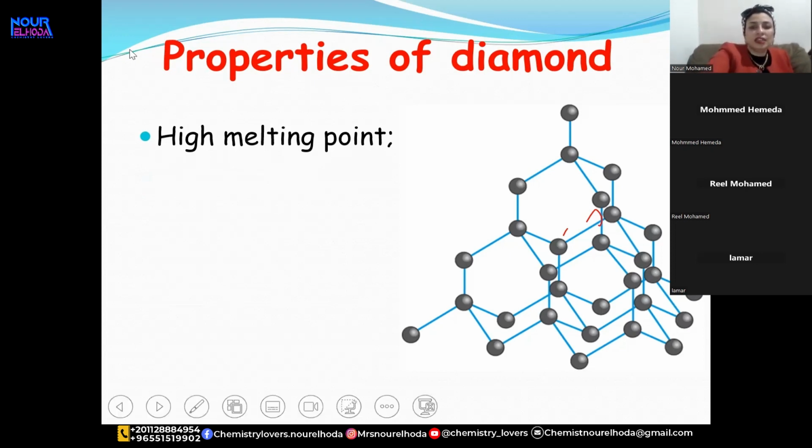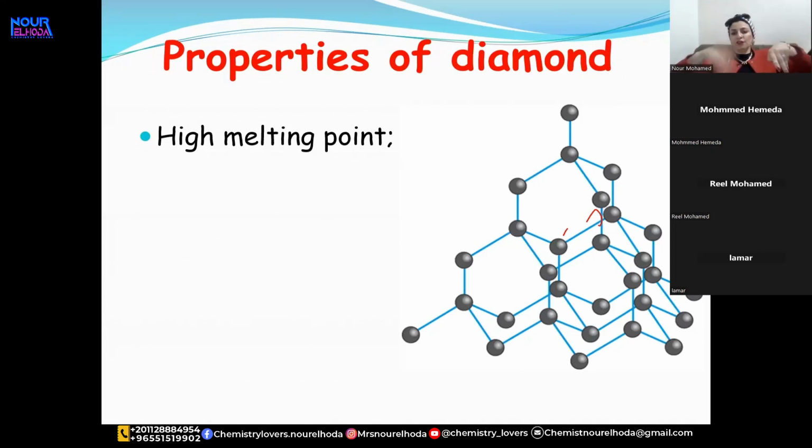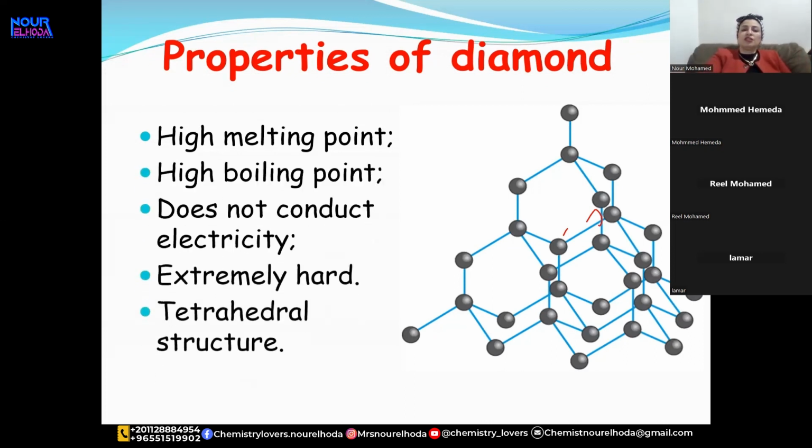So for diamond, what should I say? The structure is tetrahedral. Why do I call it tetrahedral? Because it has 4 sides: 1, 2, 3, 4. Since it has 4 sides, I'm going to call it tetrahedral. That is if I ask you about structure. If I ask you about the melting and boiling point, it is high. Very, very important, this part. High melting and boiling point. Diamond is one of the hardest natural substances in the world.